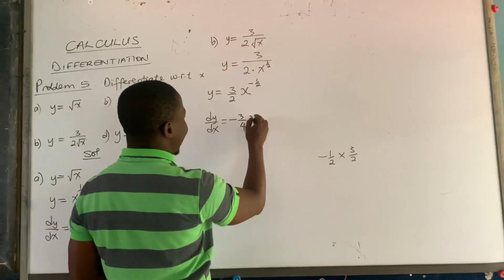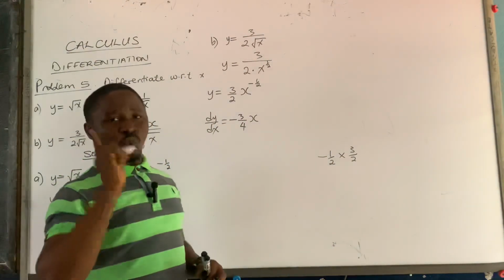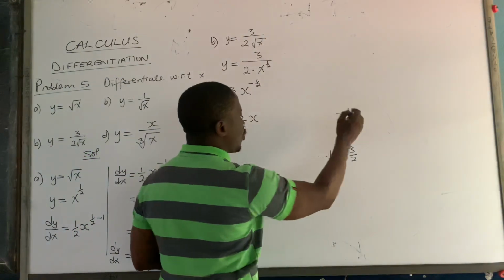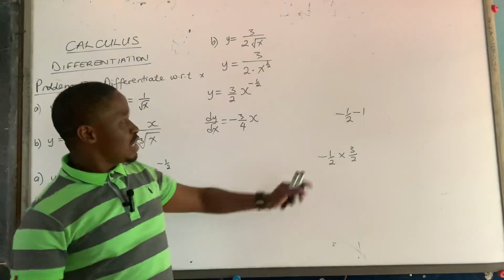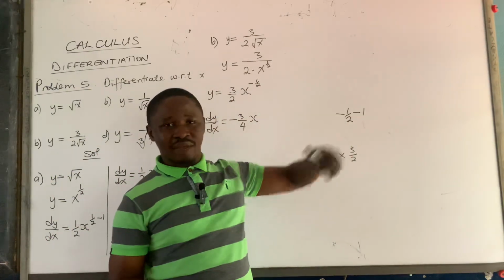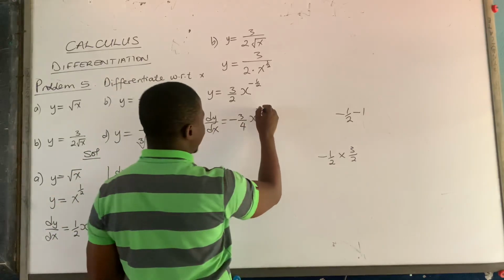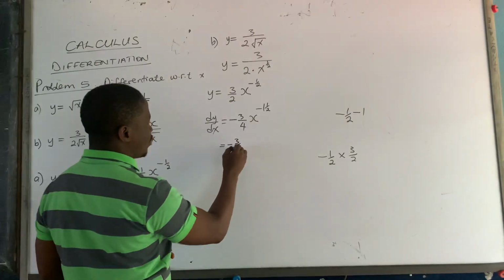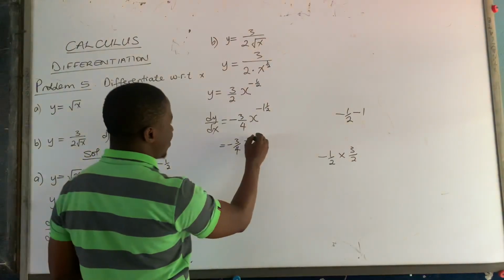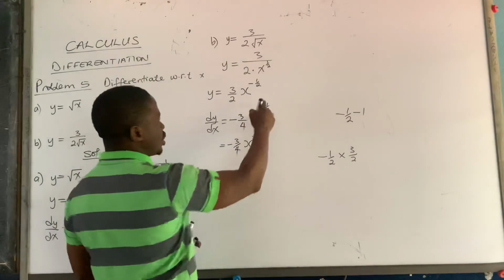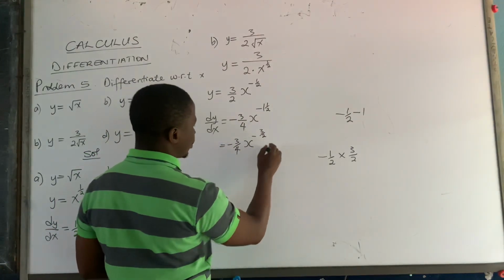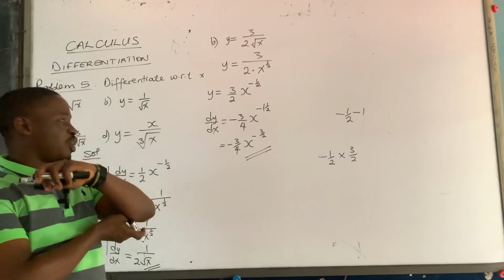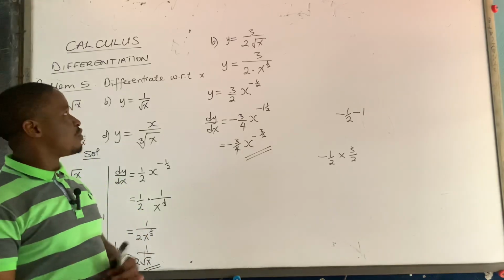What is next? We write the variable and subtract 1 from the power. So the power here is minus half. So we say again minus 1, so this is minus half minus 1. Minus half minus 1 is minus 1.5. So this is minus 3 over 4, x to the power minus 3 over 2. So unless your examiner asks you to leave your answer in short form, this is the derivative of this function.